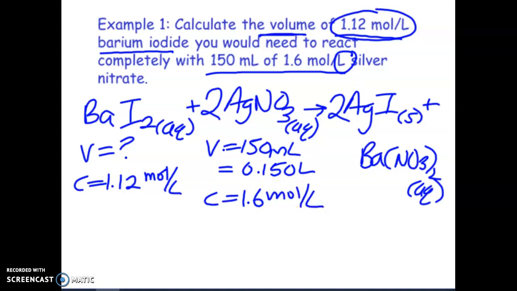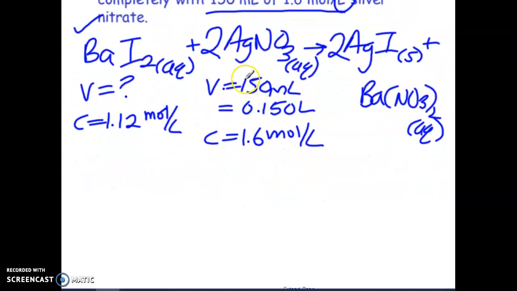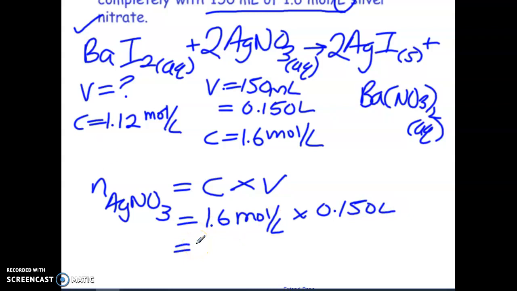Okay, so balanced chemical equation, check. The next thing we're going to do is take the item that we have enough information that we can solve moles from. So we can't solve for a volume here because we don't know the moles. But we can find the moles of silver nitrate. So we're going to do C times V. So 1.6 moles per liter times 0.150 liters. So 1.6 times 0.15, we get here 0.24 moles.